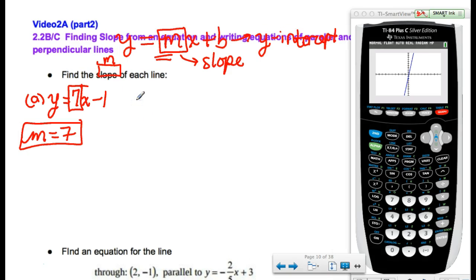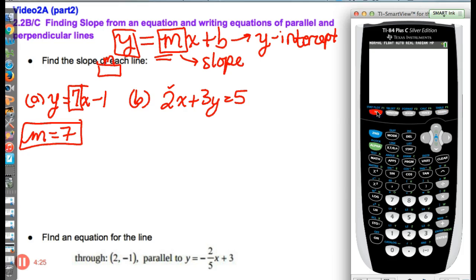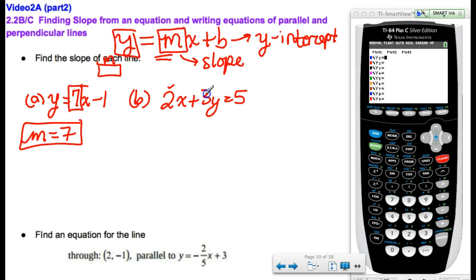For example B, let's shake it up a little bit here. What if it was 2x plus 3y equals 5? You'll notice that I cannot now say that the slope is 2. The slope is what's in front of the x once it is solved for y. So I have to get it in a form where I can enter it on my graphing calculator. I need to enter the slope and the y-intercept, so I need to isolate y, or solve for y.